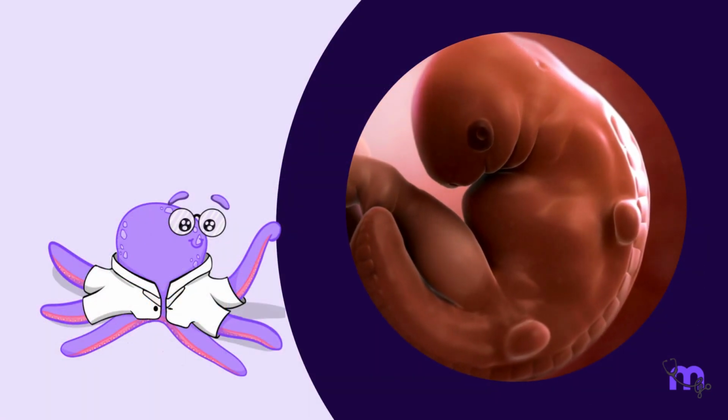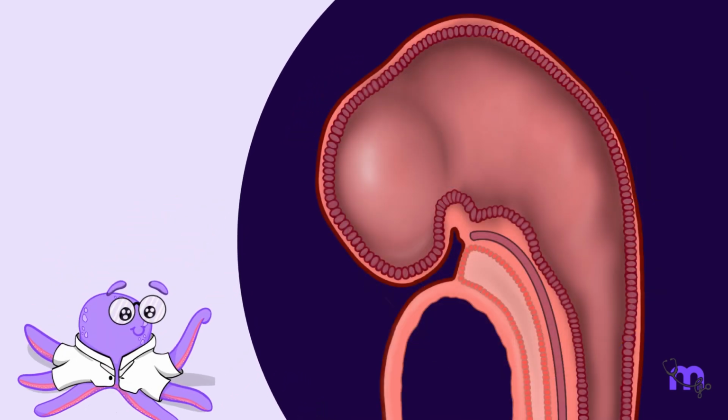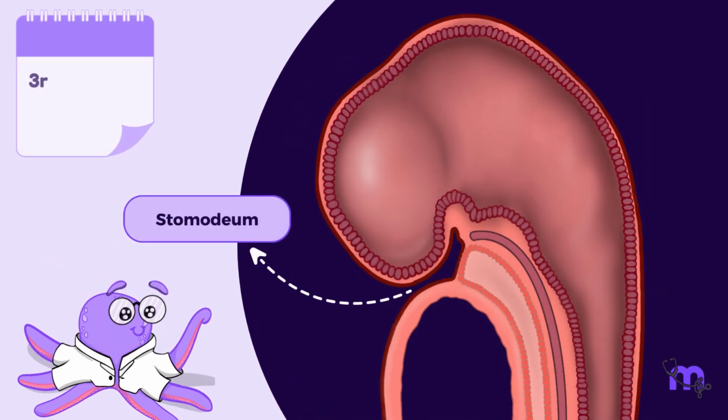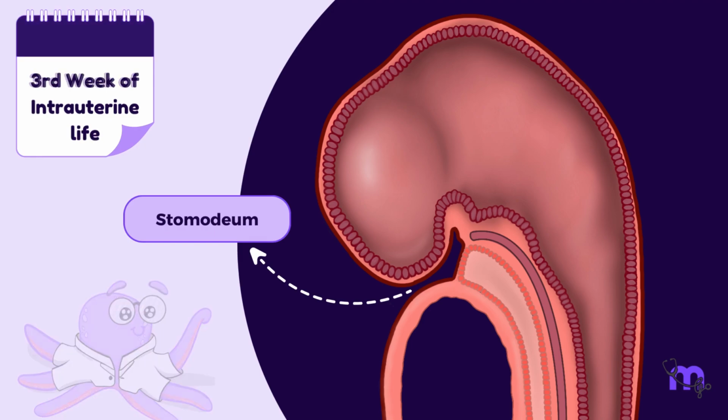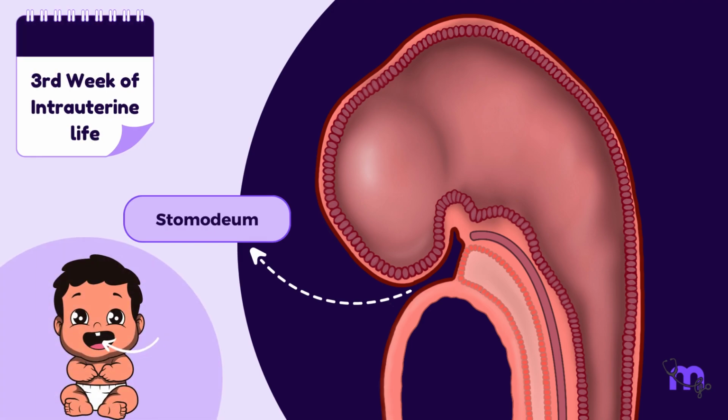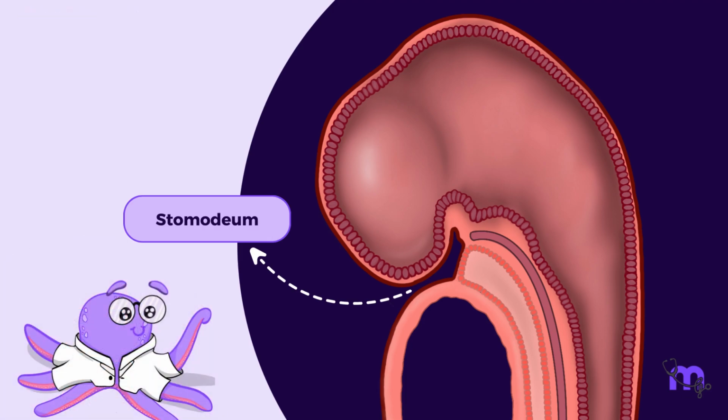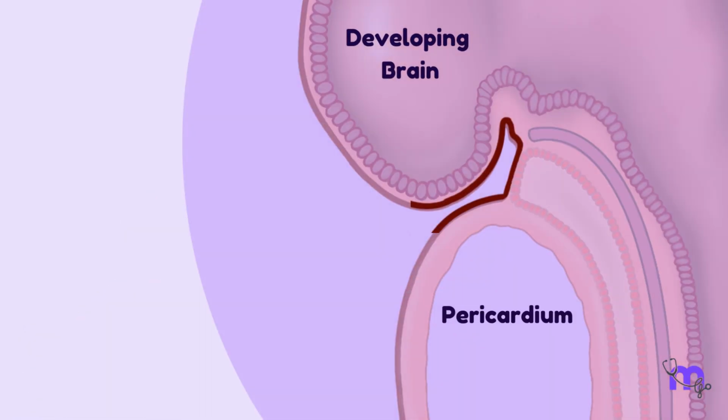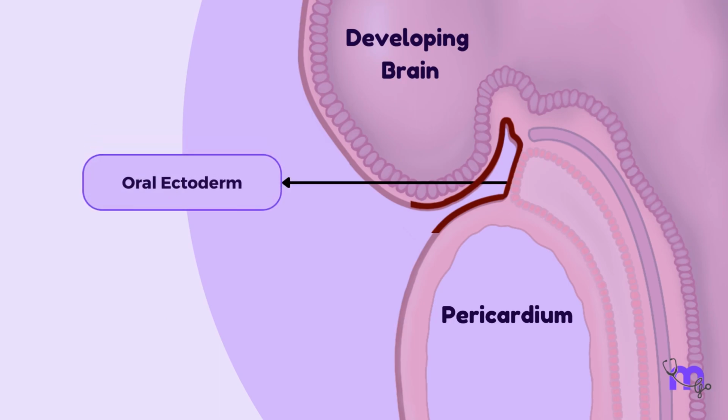Examining embryonic development, we observe the emergence of the stomodeum at around third week of intrauterine life, which represents the initial stage of the formation of the oral cavity. This is formed between the developing brain and the pericardium. Take a closer look at the epithelium lining it, which is otherwise known as the oral ectoderm.